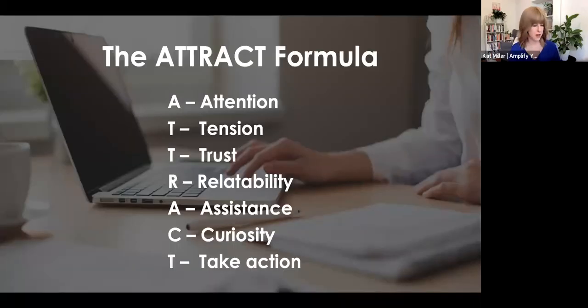All right, so I'm just going to pop up the formula one more time so that you can see it all at once, just in case you missed any of them. The attract formula: attention, tension, trust, relatability, assistance, curiosity, and take action. I'd love to know, what is an action you will take based on this new information? What's an action that you can take? Just pop it in the chat box.